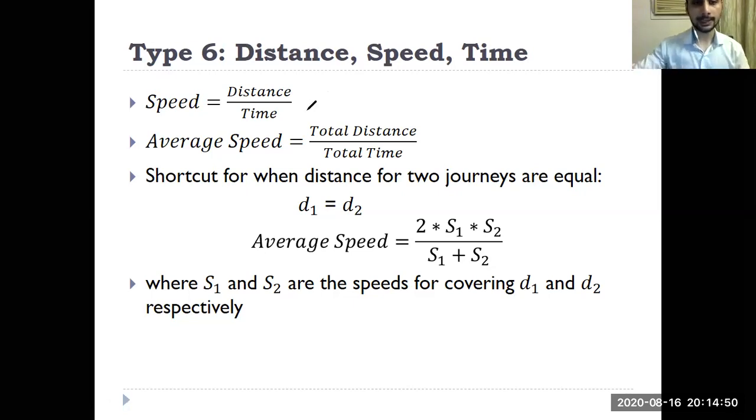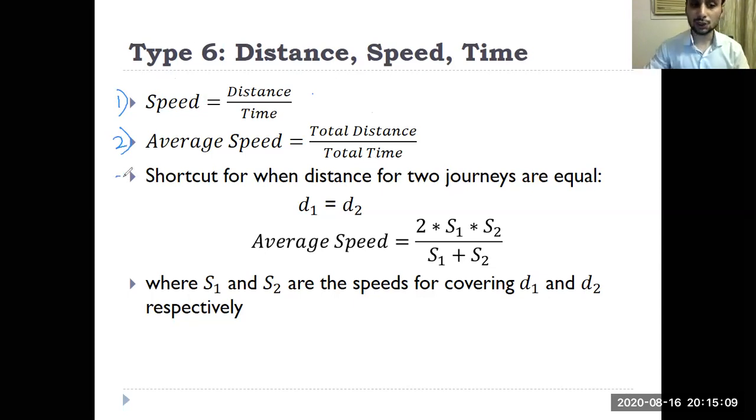The first formula that I have for you is speed is equal to distance over time. So speed is the rate at which the car is moving, for example. Distance is the distance covered, time is the time taken. Another formula that you have is average speed, which is total distance divided by total time.